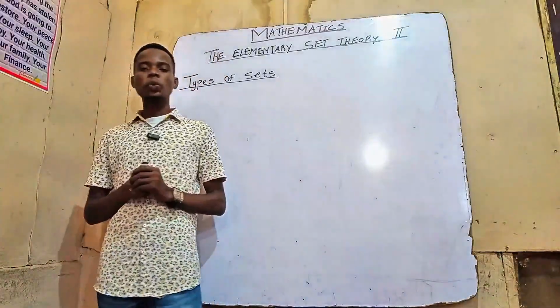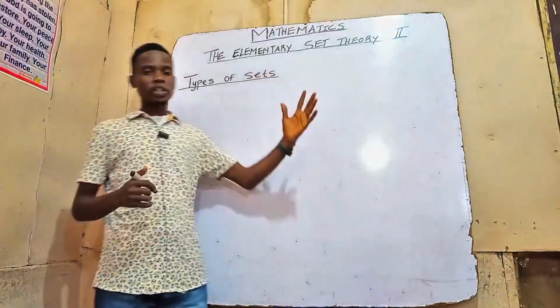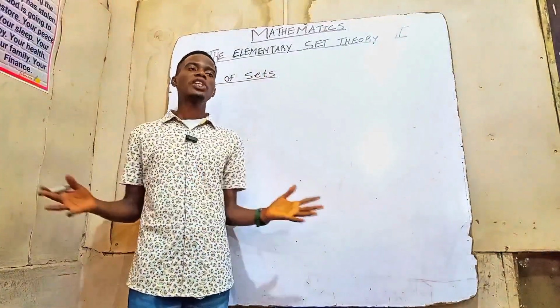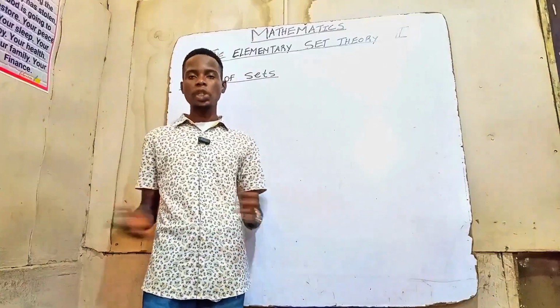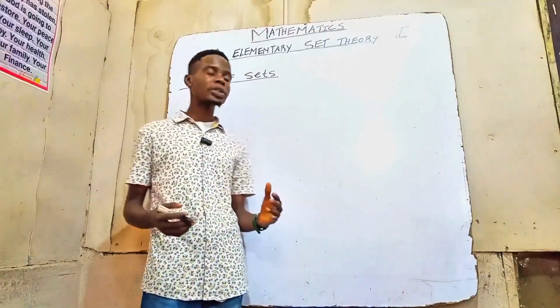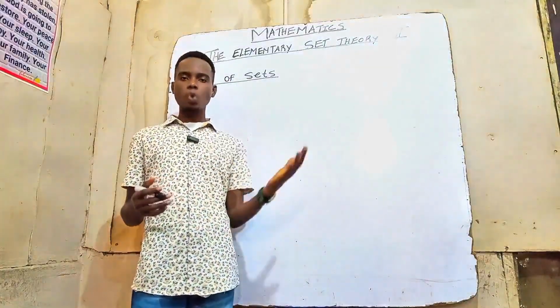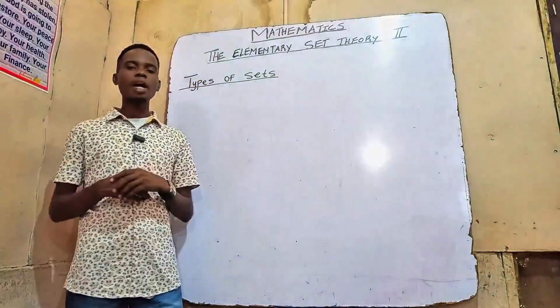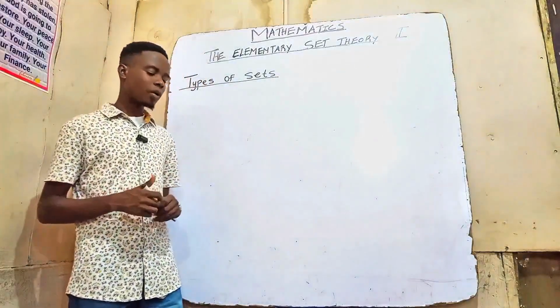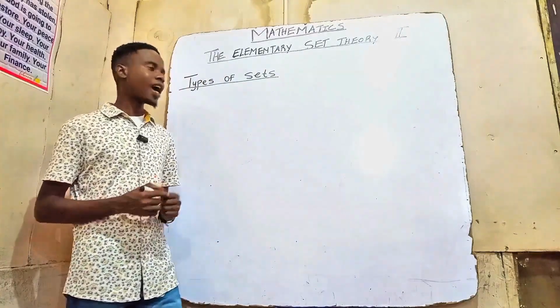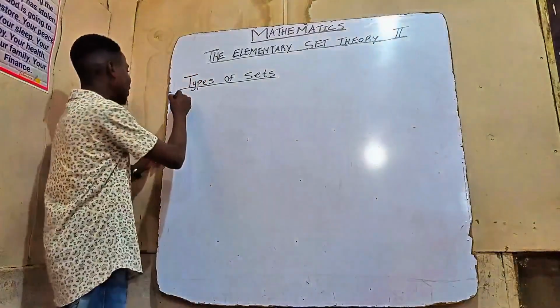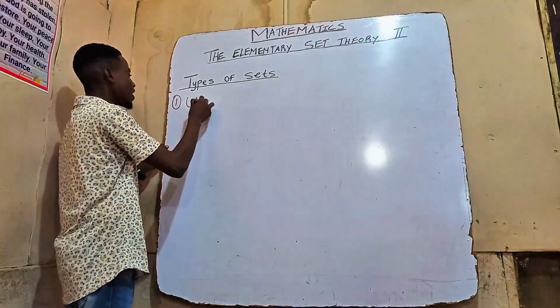Welcome. In my last video, we talked about set theory. We looked into the definition of set and set notation. But we'll be continuing on types of sets. If you have not watched that video, you can go and watch it. Here we'll be discussing the types of sets. I will start with the universal set.